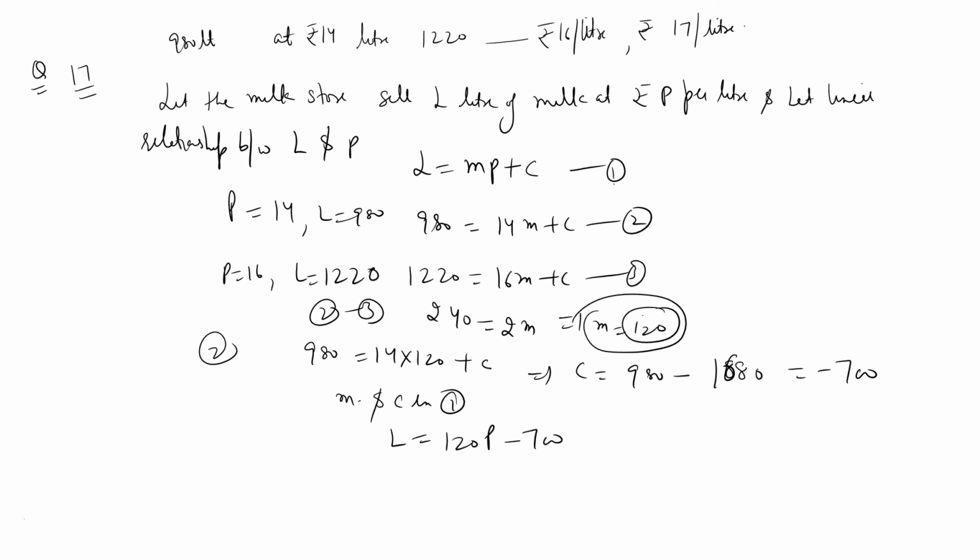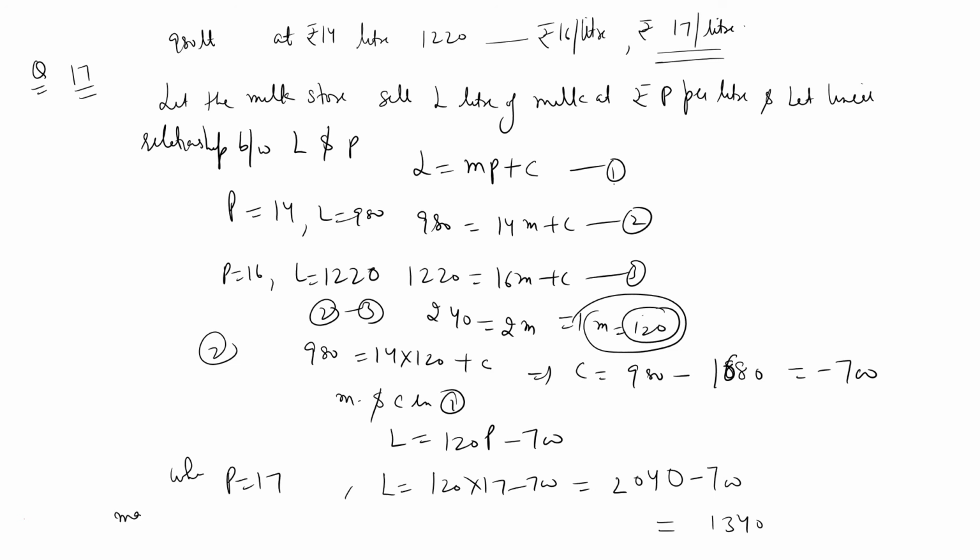Okay, but some additional thing is also required here because we are supposed to find that when my p is 17, what will be my value of L. Okay, how many liters will have to be sold. So L is equal to 120 into 17 minus 700. So it turns out to be 2040 minus 700, which is 1340. So this man can sell 1340 liters of milk at rupees 17 per liter.